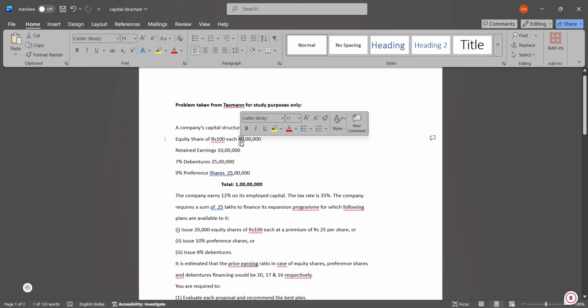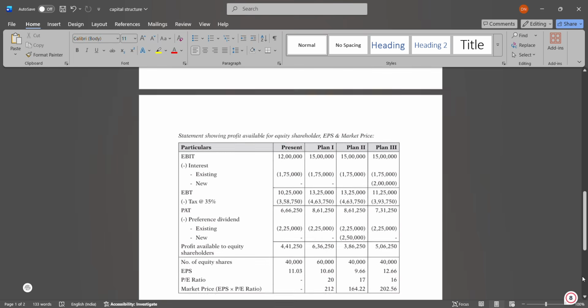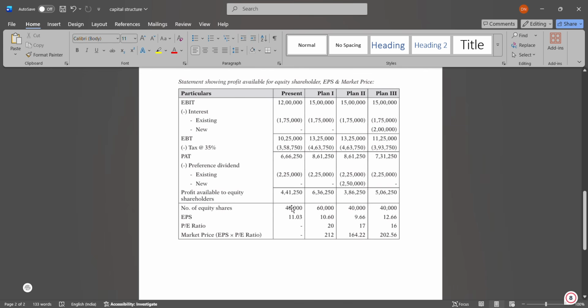equity shares were there? 40 lakh equity shares, but what is the price of each share? It's rupees 100. So that's 40 lakhs divided by 100 comes to 40,000. So in the first case we have taken 40,000 equity shares. In the second case now, since it's a total of 1 crore 25 lakhs, first 40,000 will by default come everywhere. That is plan number one, plan number two, and plan number three. But in plan number two and plan number three, there are no more equity shares.